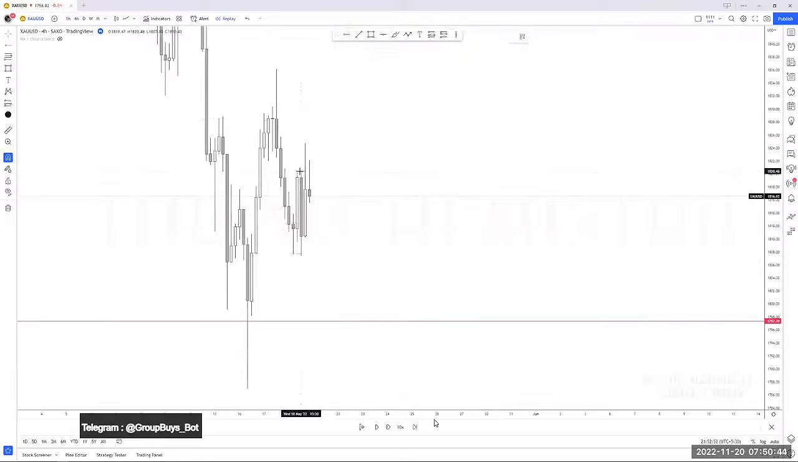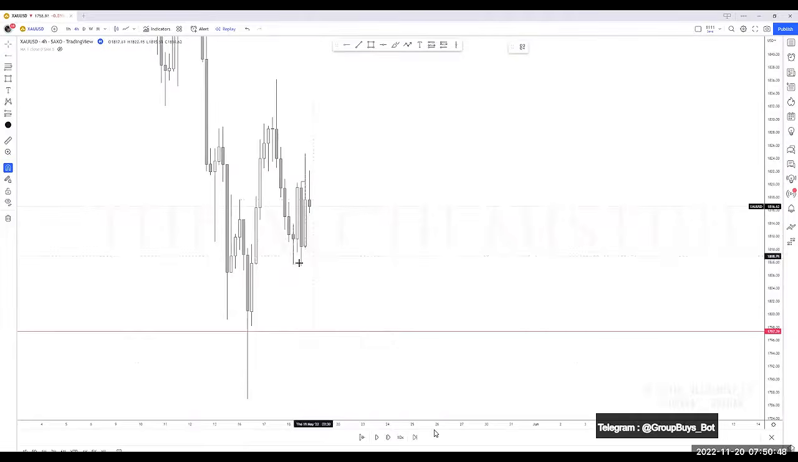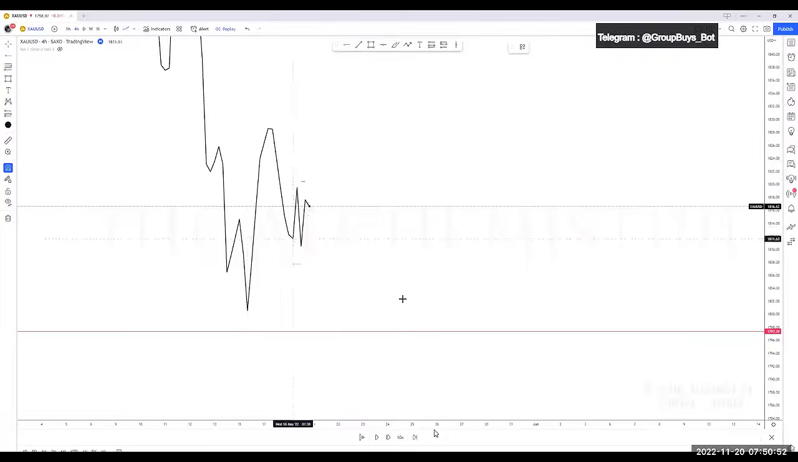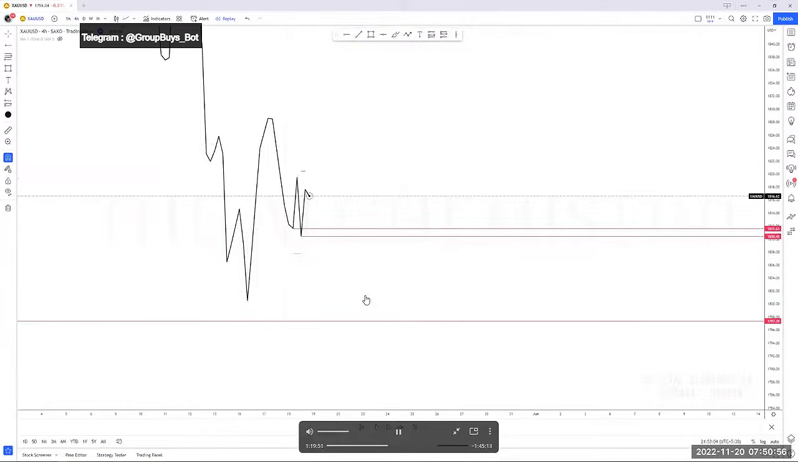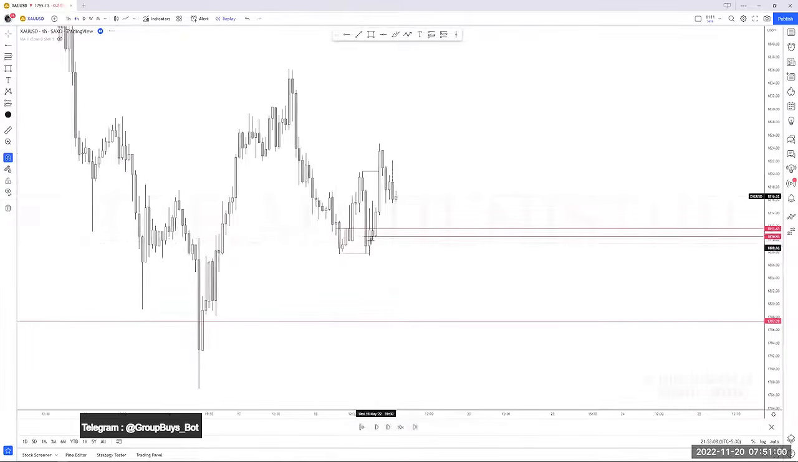Now for entries, we drop one time frame lower. So daily has closed above daily. 1 hour has broken structure. So on the 4-hour time frame, we have the QML, and this. Two zones of interest.